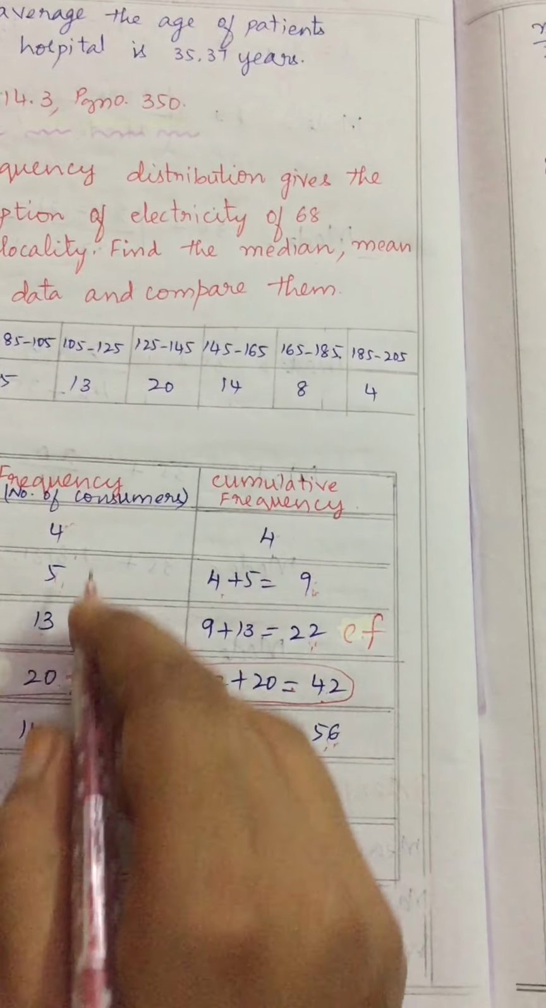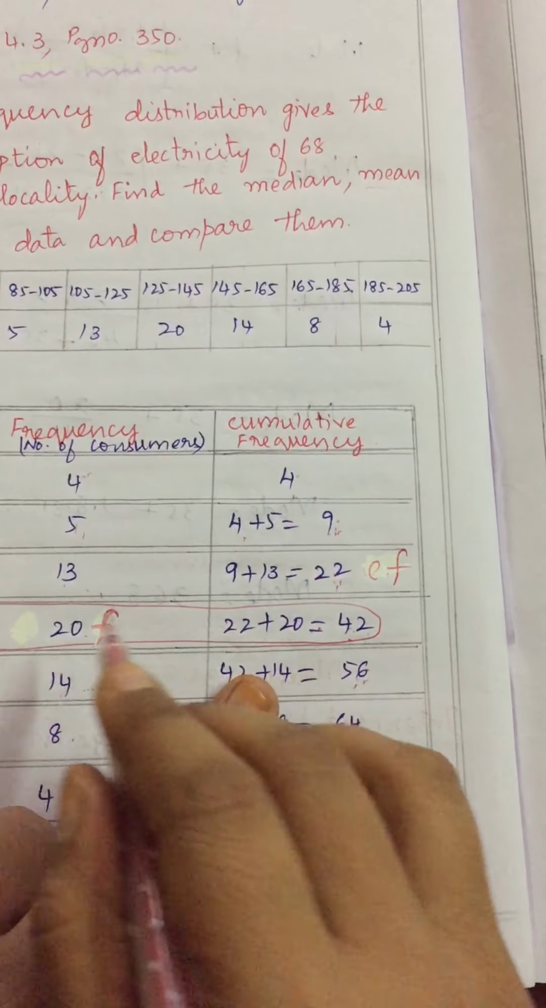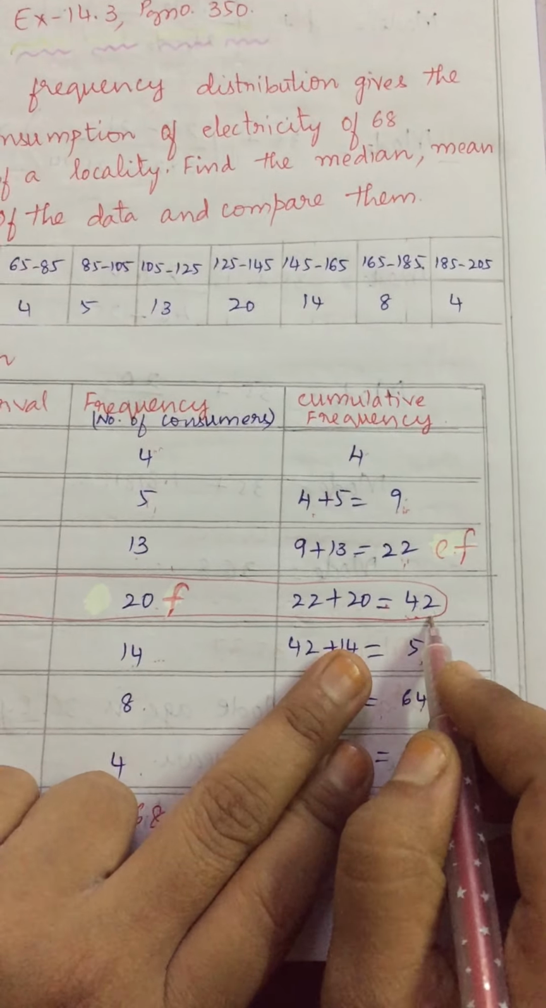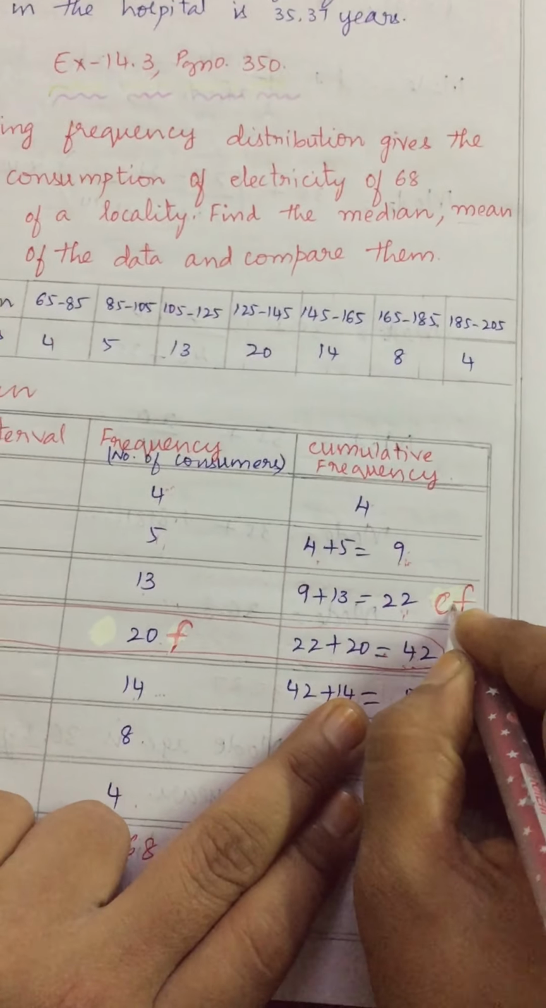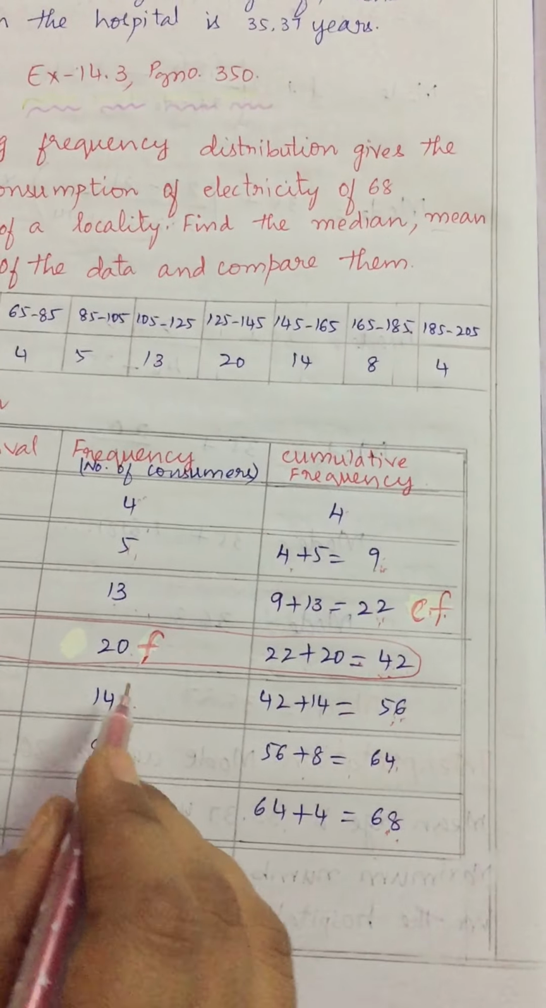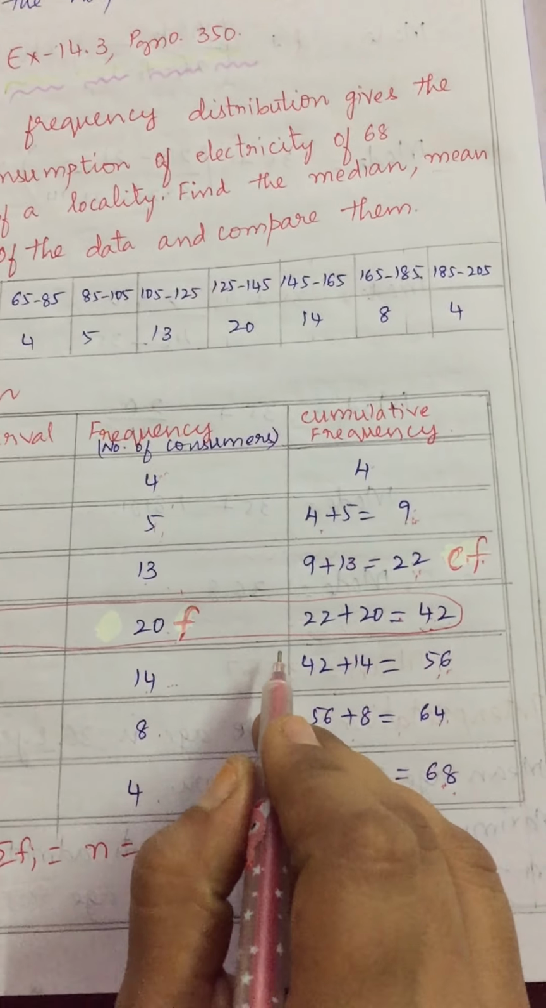In the frequency column, see the highest frequency, that is F. In the same column, cumulative frequency, take the above column value, that is nothing but CF. Clear, children? Now one more thing, lower boundary L also we need to find.